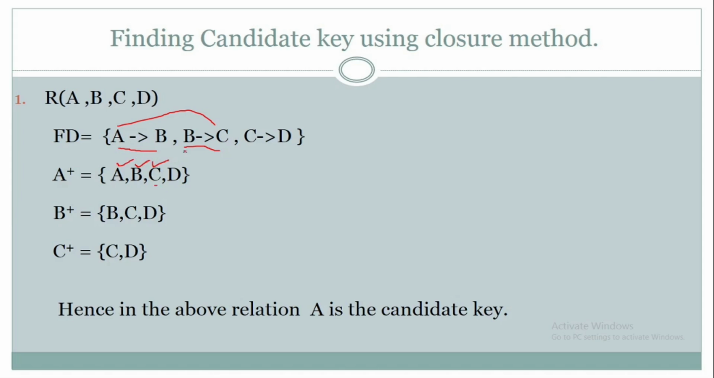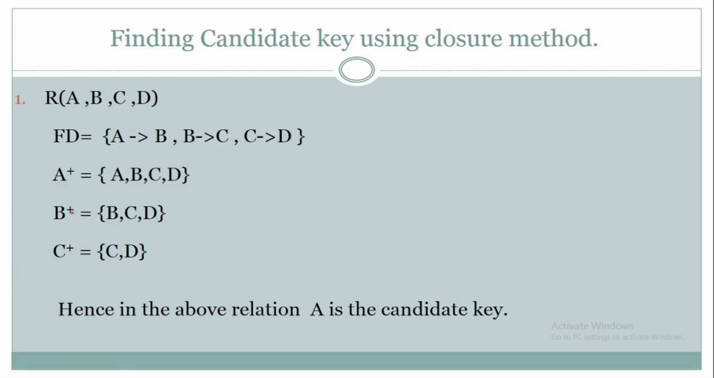And since A determines C and we have C determines D, again as per the transitive rule, A determines D. So A can determine A, B, C, and D.